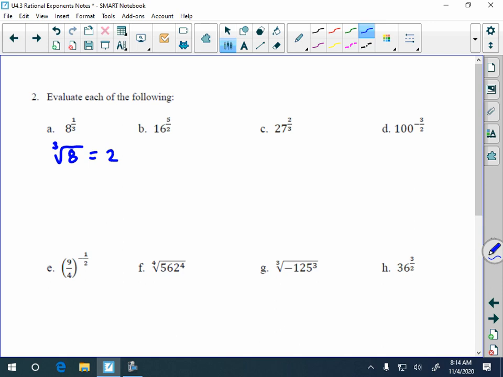All right, B, the 16 to the 5/2. So that's going to be the square root of 16, and this whole thing's going to be raised to the 5th. So what I'm going to do is put it all in parentheses, put the 5 on the outside. Now what I can do is simplify the inside number. So the square root of 16 I know is 4. And that's all being raised to the 5th power. And then I can multiply 4 to the 5th power out. So here I can just take my calculator, put in 4 and raise it to the 5th power. So it's 1024.